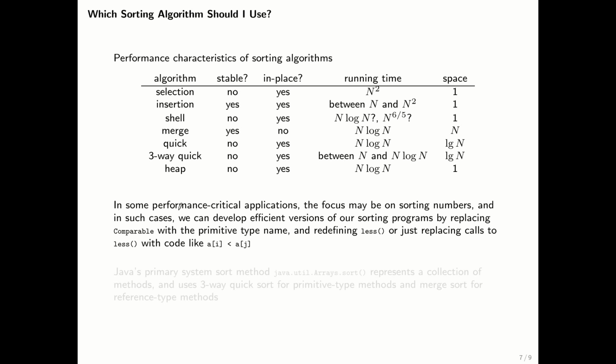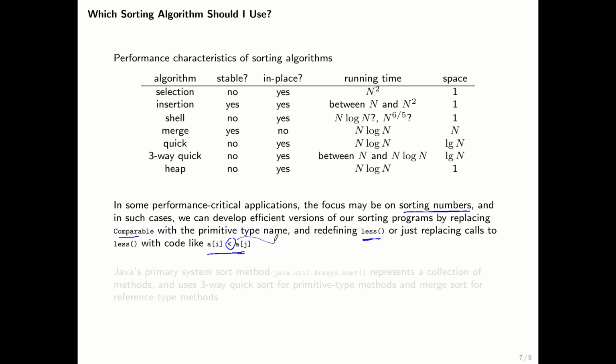Now, in some performance critical applications, you might be interested in just sorting numbers. You might not want a generic sorting algorithm that can sort objects of any type, but you might just be interested in sorting numbers. When that is the case, you can develop efficient versions of our sorting algorithms by replacing Comparable with the primitive type name. And you can redefine less or just replace calls to less with something that looks like that. Because you know that your elements in A at i and j are simply numbers. So why go through the song and dance of making a function call and so on? Instead, simply use the relational operator less than. This is way more efficient.